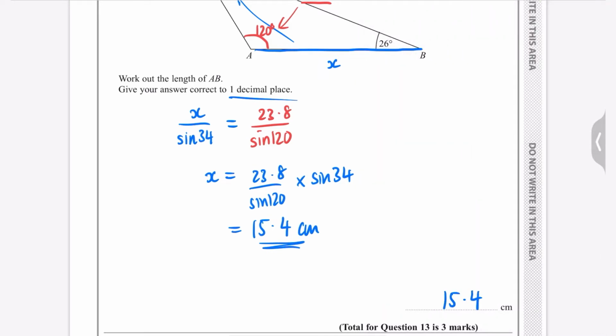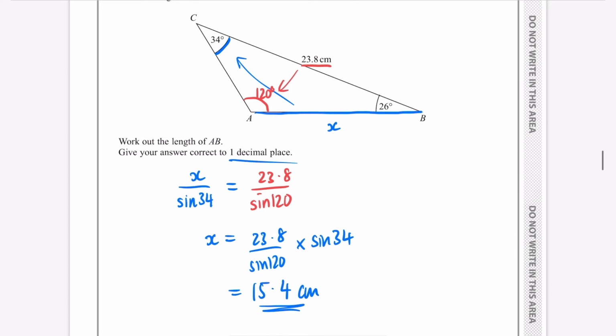And just looking at the diagram, although it's not necessarily drawn to scale, it seems like a reasonable length.